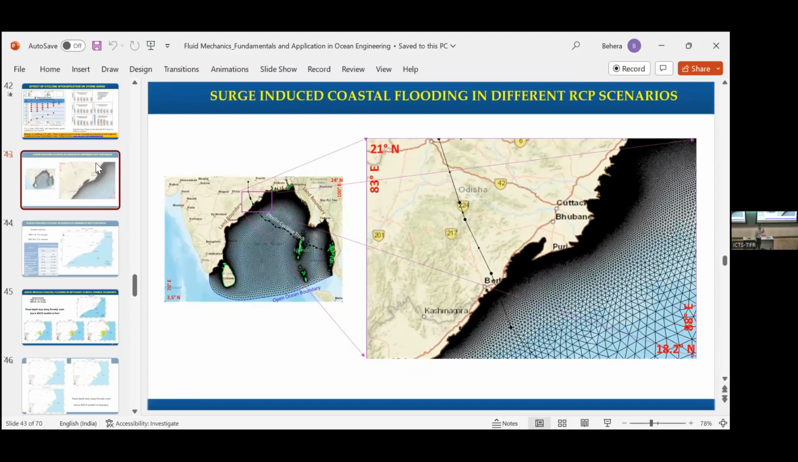Yes, we do it through modeling. So you consider the topography of the land as well? Yes. Yeah, thank you. Thank you so much.